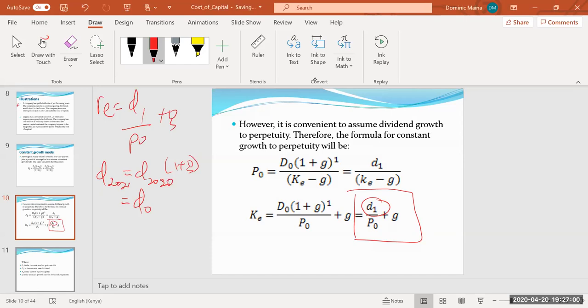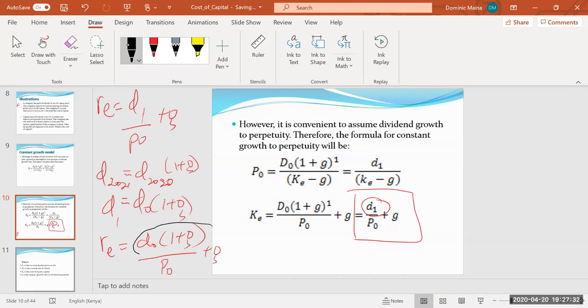The amount in next year, one year from now, D1, is equal to D naught times 1 plus G. Our formula, the one we just concluded, was cost of equity RE equal to D naught times 1 plus G over P naught, plus G. So on top of this formula, we have D naught times 1 plus G as our numerator, which is also what you have here. Therefore, we can replace the formula and say that our cost of equity is simply equal to D1 divided by P naught, plus G.